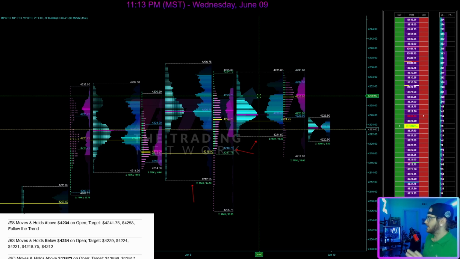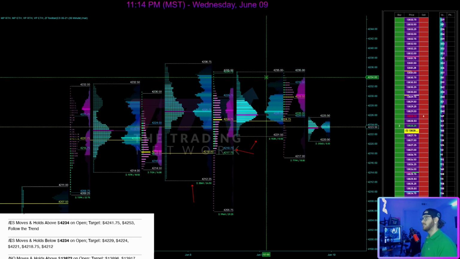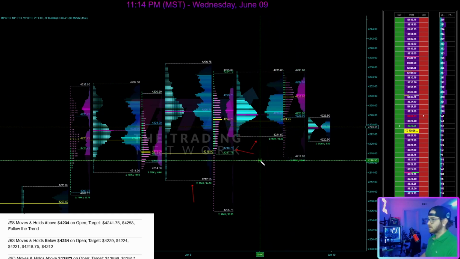So just to reiterate here, when we open within the prior session's range and value, look for a rotation between the value area high and the value area low until one side breaks. You can see we didn't really have one side break, and that's what I will be looking for in tomorrow's session and into the rest of the week.